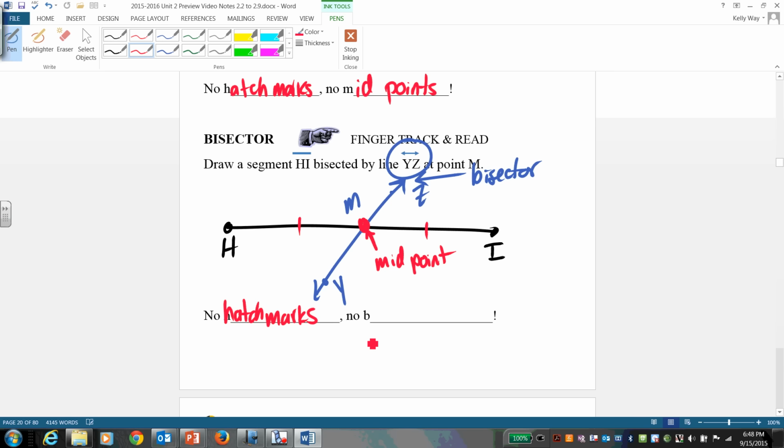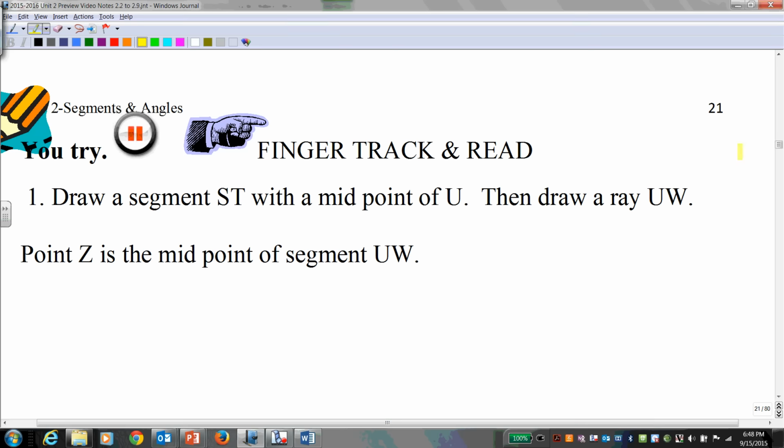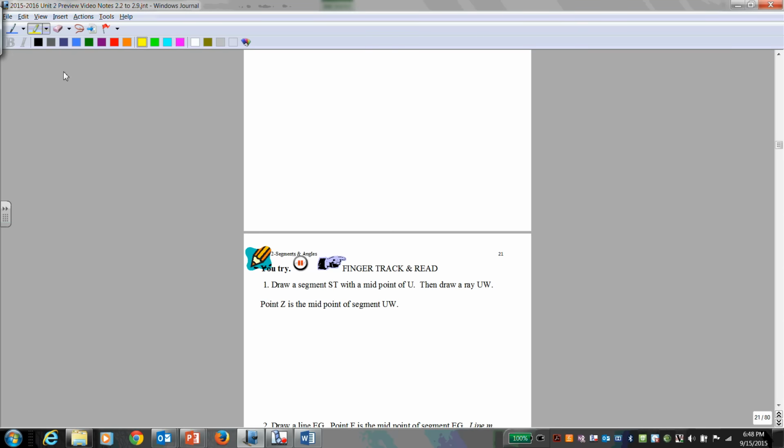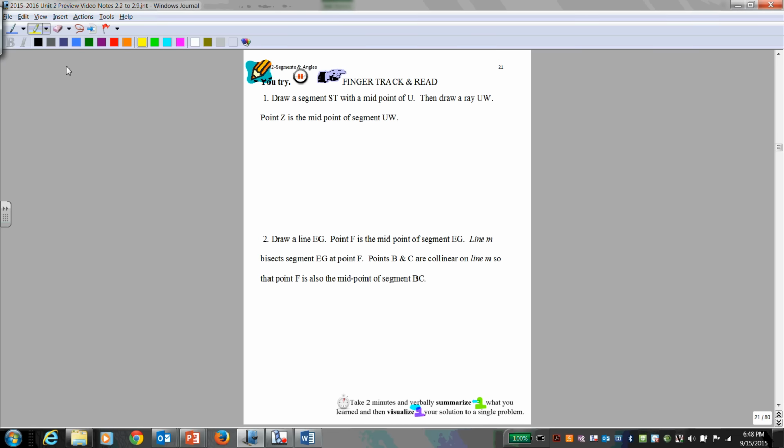Once again, if you don't have hatch marks, you do not have a bisector in math notation. No hatch marks, no bisector. Okay, so what I want you to do is just to read these out loud, attempt to draw them, and then restart the video and we'll check. Pause.